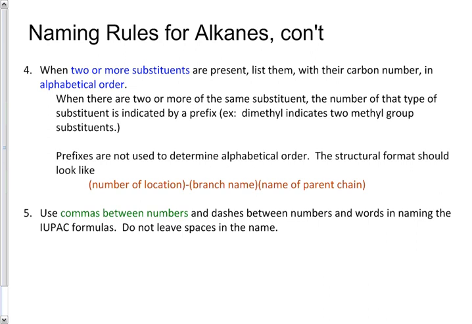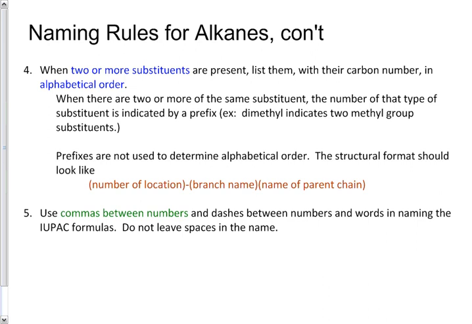The fourth rule is that when 2 or more substituents are present, you would list them with their carbon number in alphabetical order. So for example, if there were an ethyl group and a methyl group off of a parent chain, ethyl would have to go before methyl. Whatever number ethyl has, whatever number methyl has, you would say that. So say it could be like 2, 3. 2 ethyl, 3 methyl.